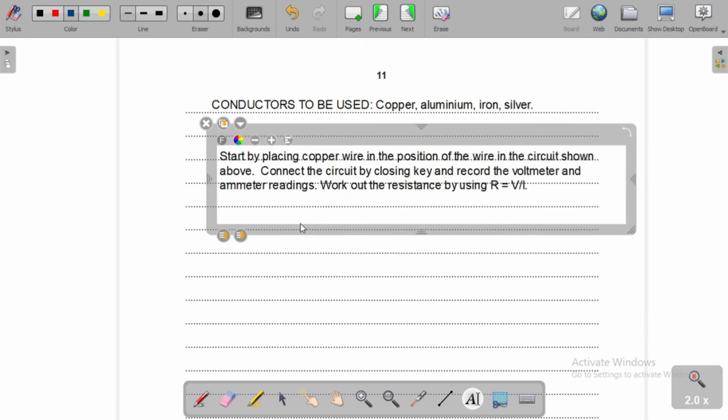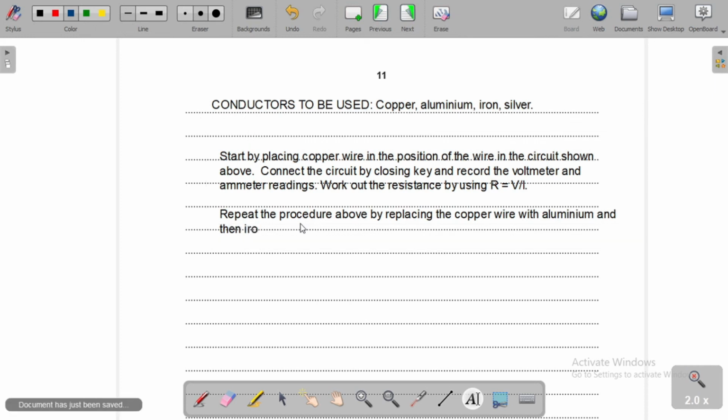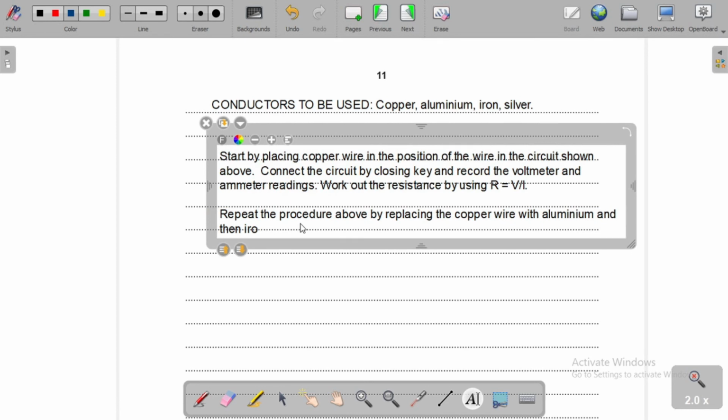Then the next thing, because you have 2 or more wires, repeat the procedure above by replacing the copper wire with aluminium and then iron.